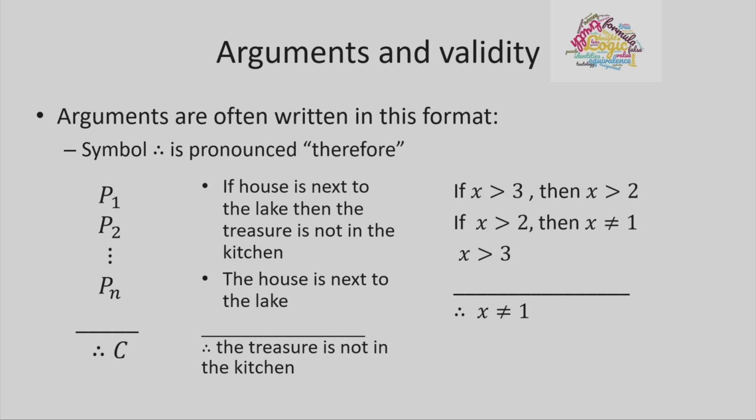It would take us more than one step to do it, as it took us more than one step to get that the treasure is under the flagpole, but this is a valid argument. If you take "if x is greater than 3, then x is greater than 2," and "if x is greater than 2, then x is not equal to 1," and "x greater than 3" implies "x not equal to 1," and write the truth table for it, you'll see that this is a tautology.